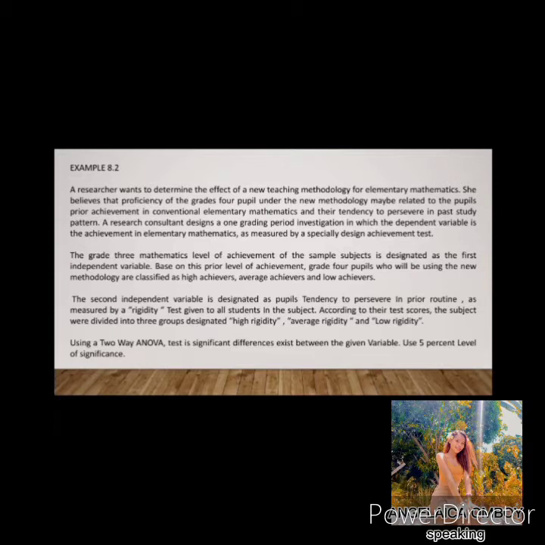The second independent variable is designated as the pupils' tendency to persevere in prior routine, as measured by a rigidity test given to all students in the subject. According to their test scores, the subjects were divided into three groups designated high rigidity, average rigidity, and low rigidity. Using a two-way ANOVA test, determine if significant differences exist between the given variables, using a 5% level of significance.